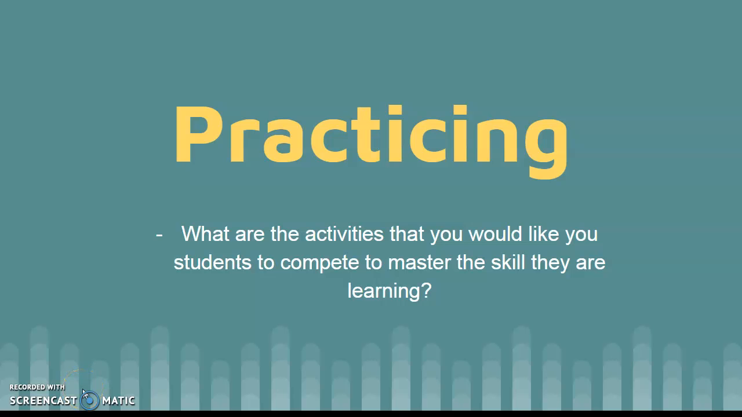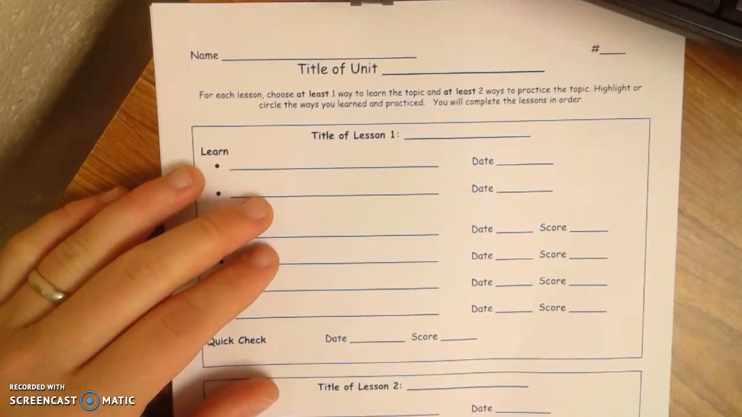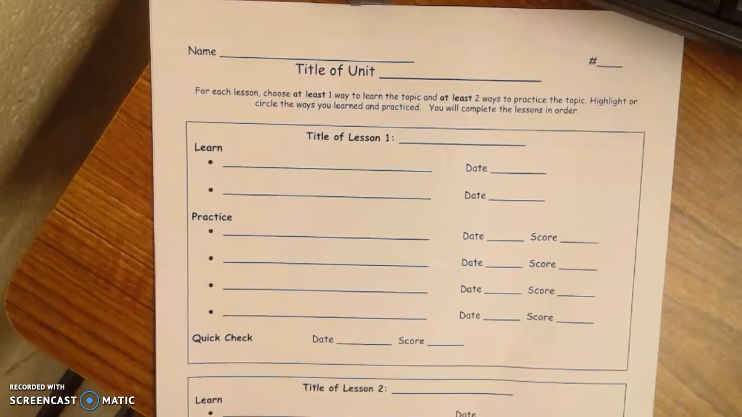We're going to be going over how to fill out the planning sheet that your students will be using throughout the unit. So what you're going to need is a blank planning sheet and a pencil. Let me show you what that planning sheet looks like so we know that we are on the same page. So we'll be going through this and filling this out as we learn this lesson.